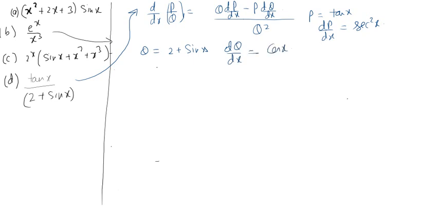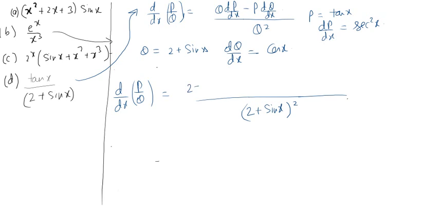So now it is straightforward. d by dx of p by q will be equal to q squared. Let us write first q squared, which is 2 plus sin x whole squared, into q times dp by dx minus p times, which is tan x, into dq by dx. So the answer of this is 2 plus sin x into sec squared x minus tan x into cos x.